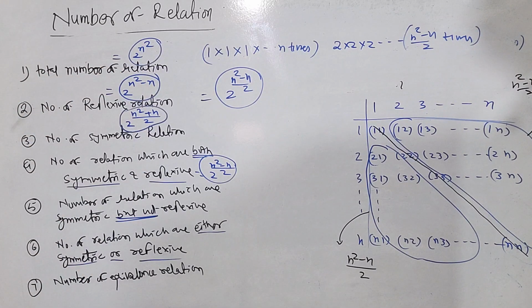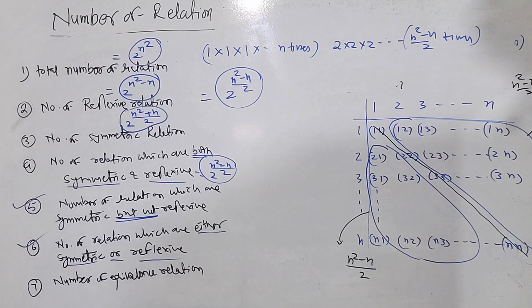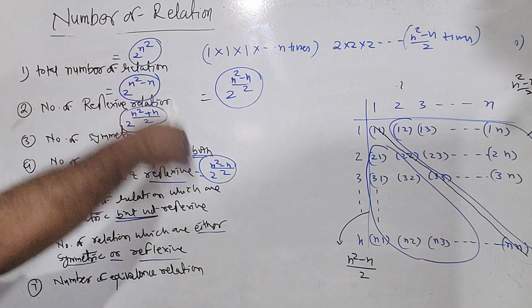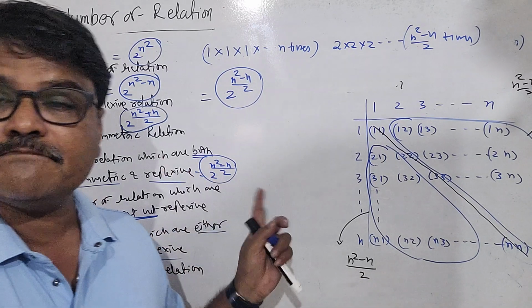This is for a relation R defined on a set A containing n distinct elements. Okay, this problem is also over. Now the fifth and sixth questions you can answer directly on the basis of these numbers of relations. The number of relations which are symmetric but not reflexive.